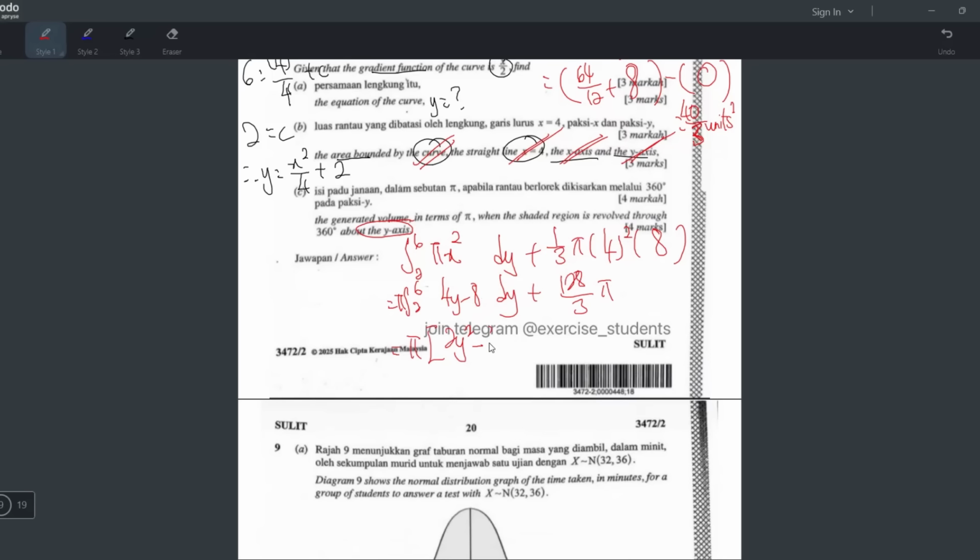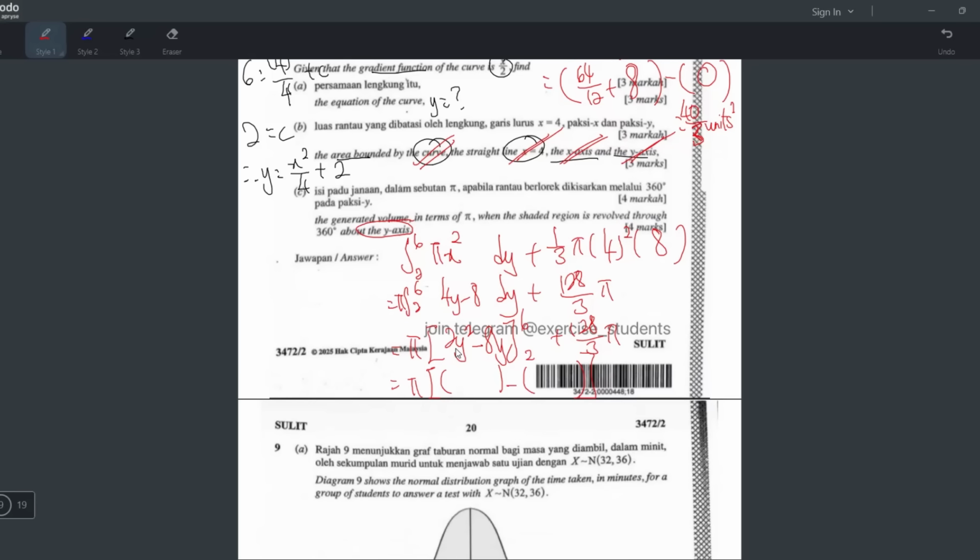And then integrate 8 is 8y. Not 8x, this one is dy, so it has to be in terms of y, 8y. And then the limits 6 and 2, and then plus 128 over 3 pi. For this one, I have to write pi. Now we can substitute 6, and when you sub 6, I get something here, and then sub 2, I get something, and then subtract in the middle.